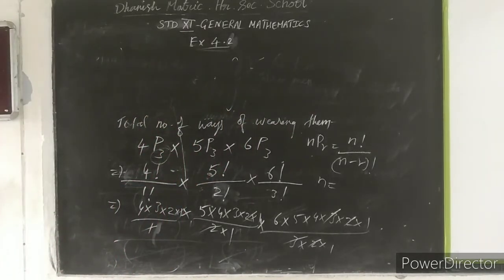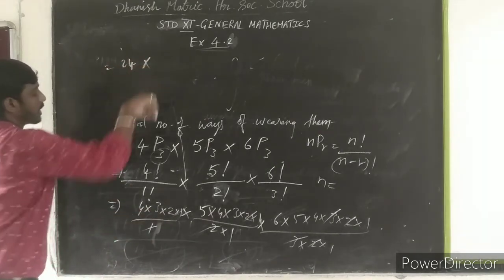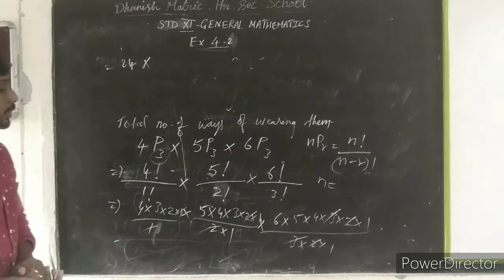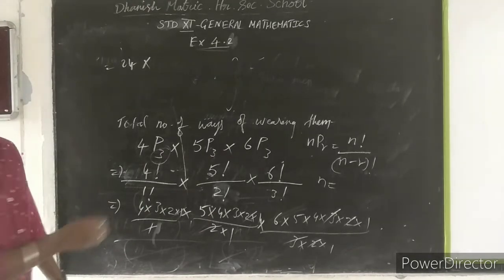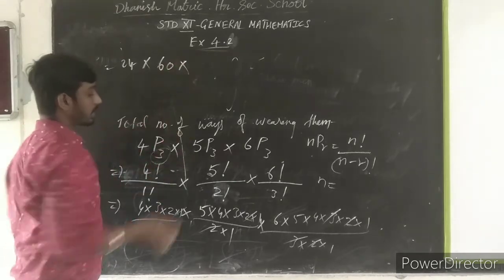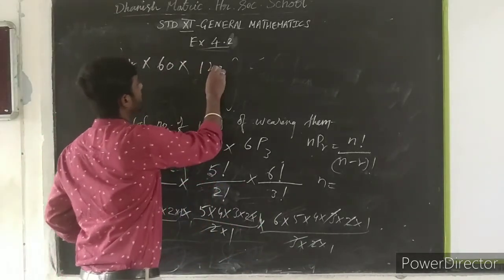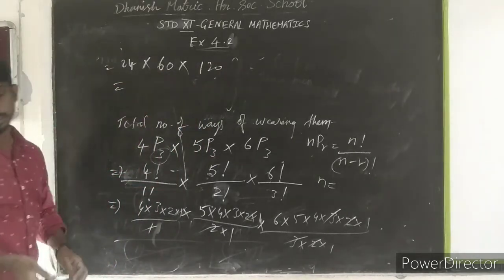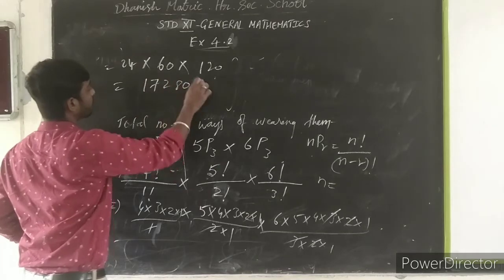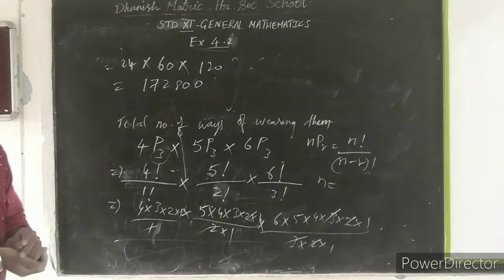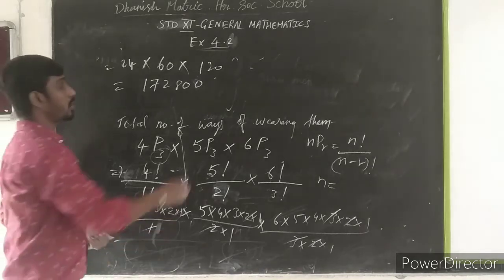So 4 into 3 into 2 is 24. Then 5 into 4 into 3: 5 fours are 20, and 20 into 3 is 60. Then the third one: 6 fives are 30, and 30 into 4 is 120. So we multiply 24 into 60 into 120 and get 1,72,800. So this is the answer for this one.